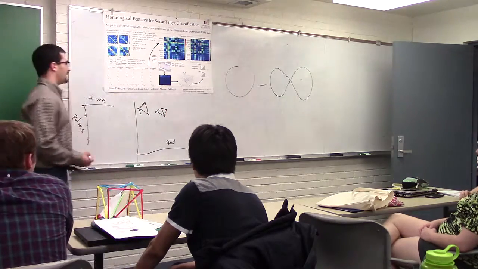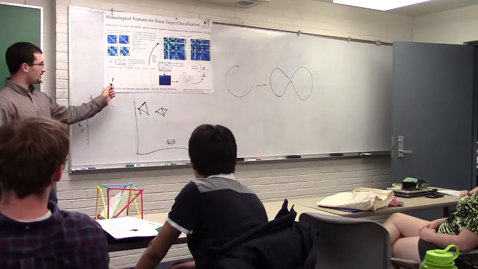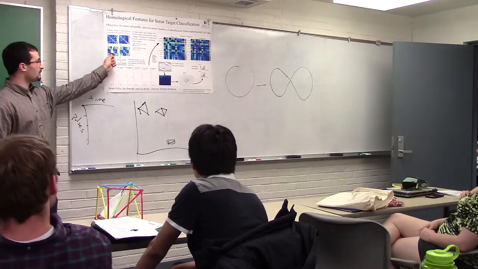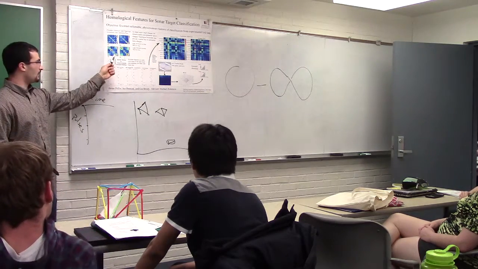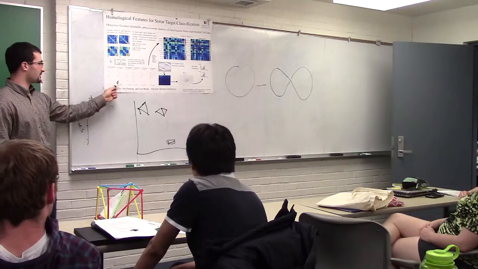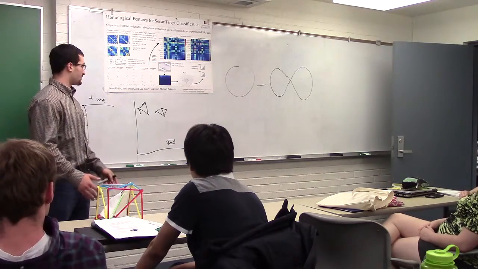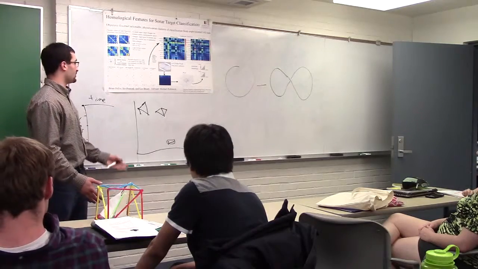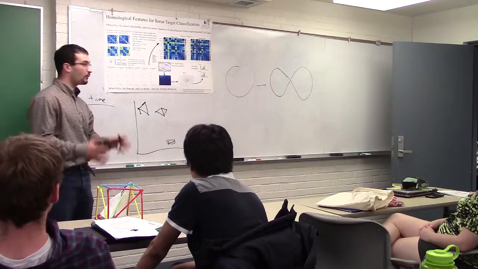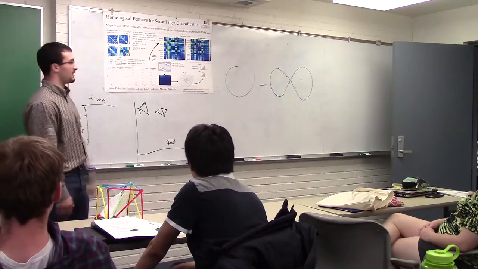And so you get, for each target, and for each angle that you're looking at, a persistence diagram. And it still has a unique topological representation. But now we're going to look at the homological features of the topological representation.